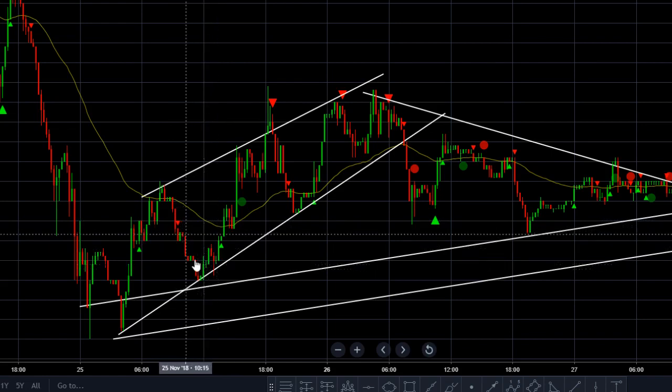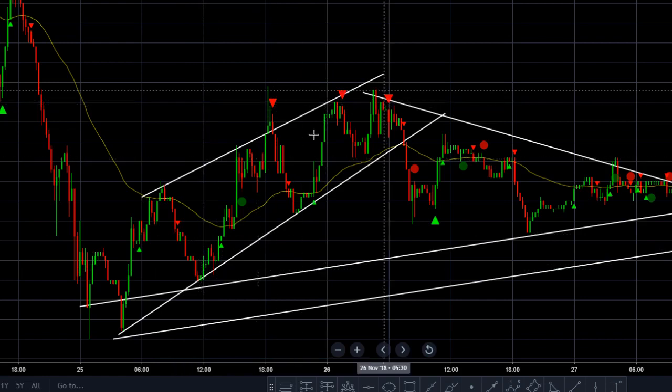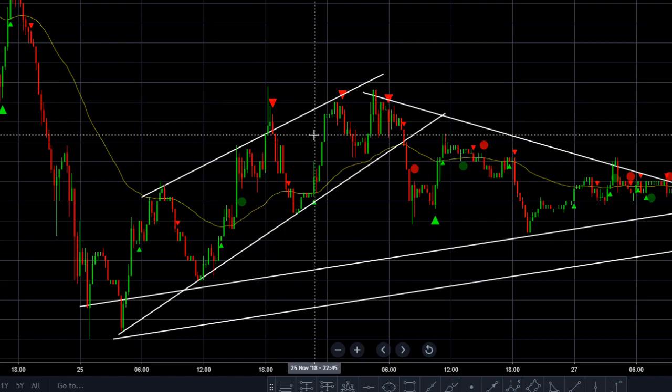So we get into here. Let's look at these three large red triangles. What are they telling us? Well, it's telling us that it's found some type of divergence. It's found some type of top, and vice versa for the green. It would be some type of divergence and some type of bottom.